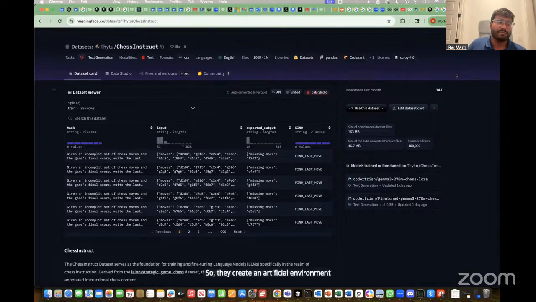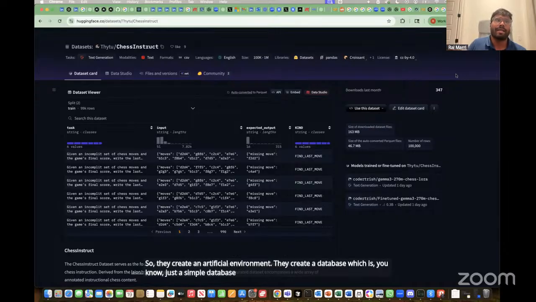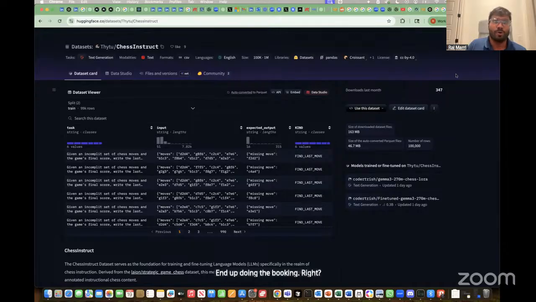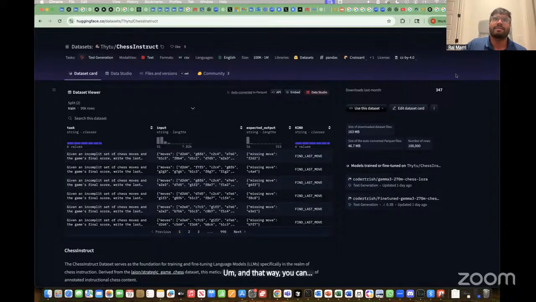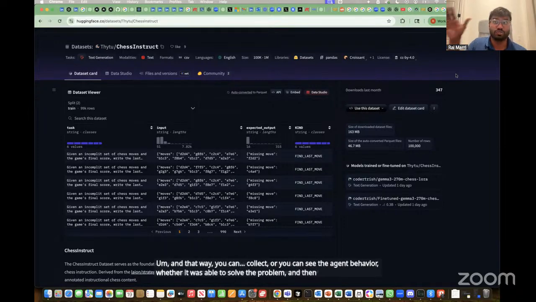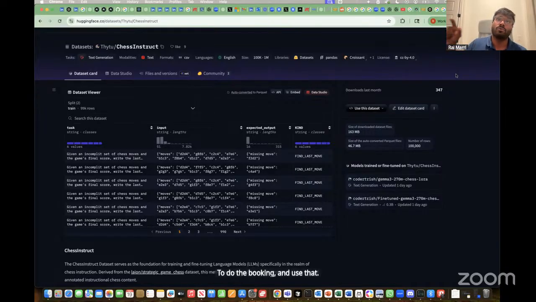They create a database, which is just a simple database with SQL. And they have this AI agent that can go ahead and do this task. But the AI agent might not always end up doing the booking, right? Because how does it do a booking? You could just go and change the state of your database. So if you see the database state change, it means that the agent did its job. That way you can see the agent behavior, whether it was able to solve the problem, and then use that data, the stream of actions that it took to do the booking, to train different SLMs to perform similar kinds of actions and get better.